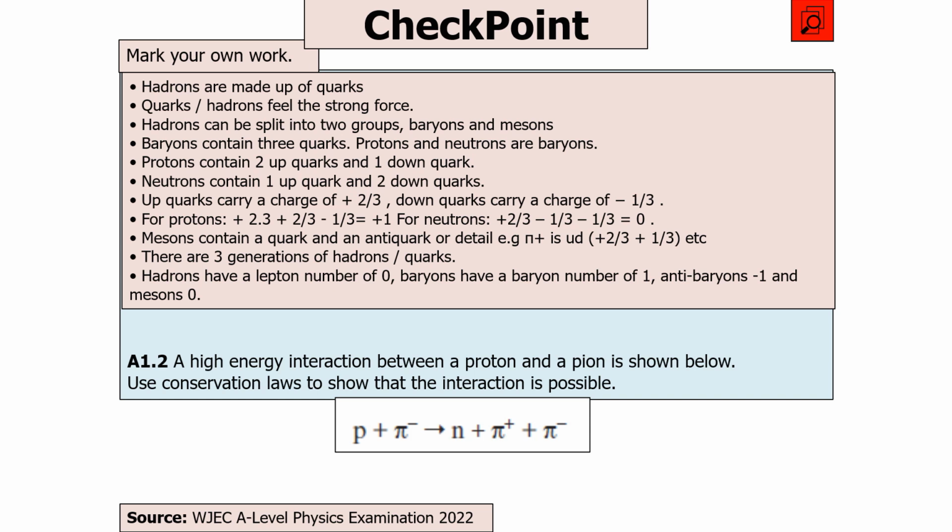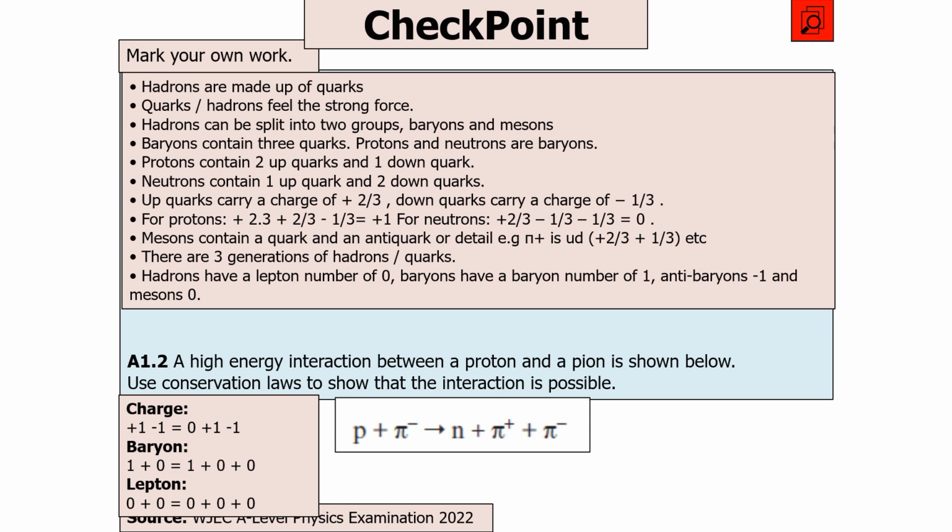Mesons will be that one quark, one antiquark. You can have pions if they don't contain a strange quark, but kaons if they do contain a strange quark. And we're going to have three generations of quarks, which are up and down, top and bottom, and charm and strange. Whilst hadrons have a lepton number of 0, baryons have a baryon number of 1, antibaryons -1, and mesons will be 0.